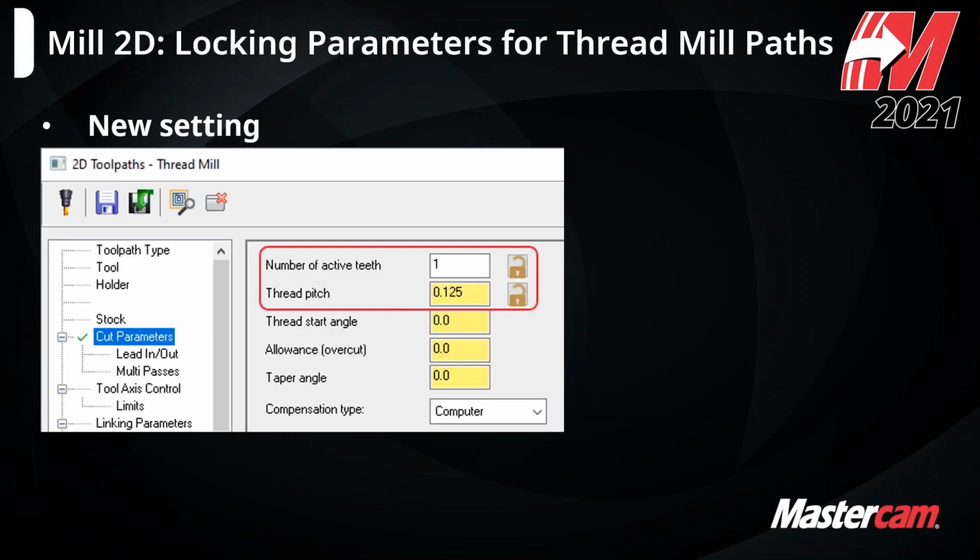My mouse button. Then we also did something similar for the thread mill tool paths. Since Mastercam automatically calculates values in here based on what you put in, people would find that they would adjust an allowance, overcut, or a different value, and then it would affect their thread pitch or their number of active teeth values. So you now can click those little padlocks there, and that will lock in the active teeth and thread pitch, and then you're free to edit all the other parameters of the thread mill tool path without having to worry about maintaining the pitch and active teeth settings.